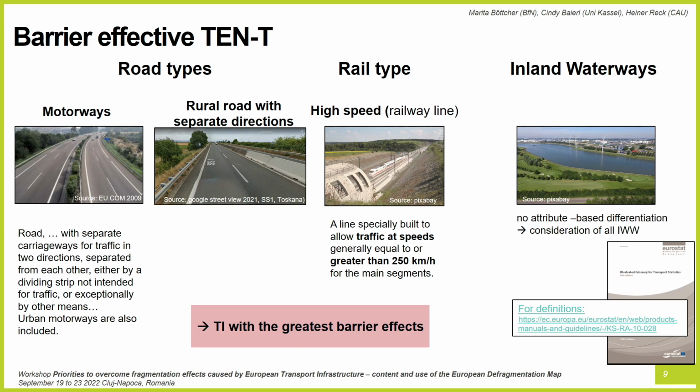So the barrier effect of TEN-T, here you can see some examples, or the examples we put in the map. We consider these the transport infrastructures with the greatest barrier effects. Motorways, for example, rural roads with separate directions, which have nearly the same width as motorways. We consider high-speed rails, that means traffic where speeds reach up to 250 kilometers per hour or more, and we consider inland waterways.